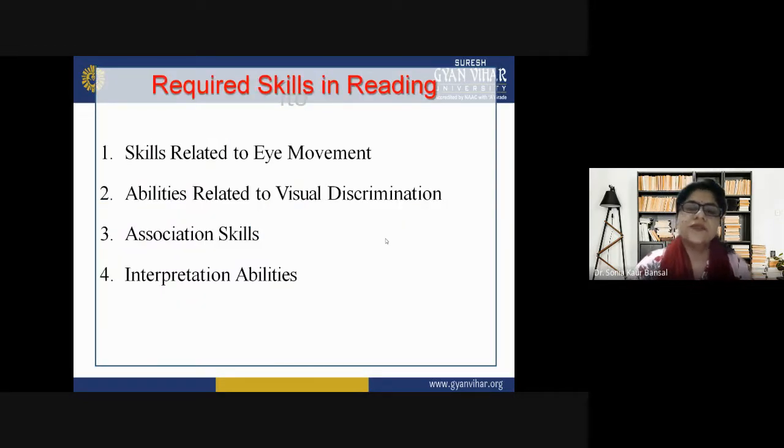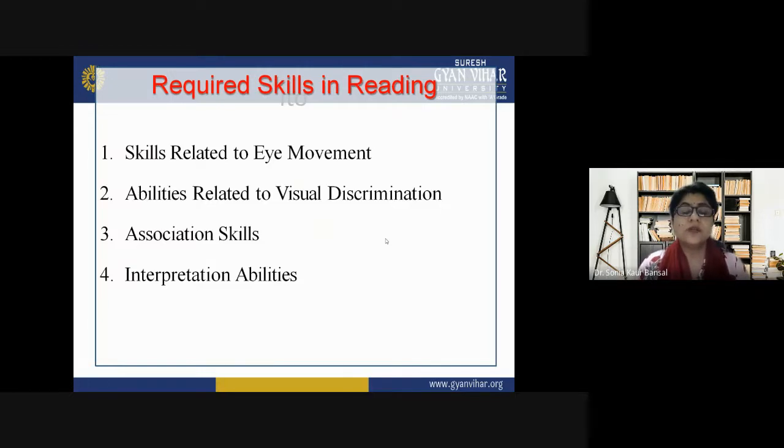Now, next students, we are going to discuss the required skills in reading. So, skills related to eye movement. There is something that we definitely need when we read something. And by reading, I don't mean only prose or poetry. It can be anything that you are reading, for a newspaper or a book or an article from a journal or a magazine.